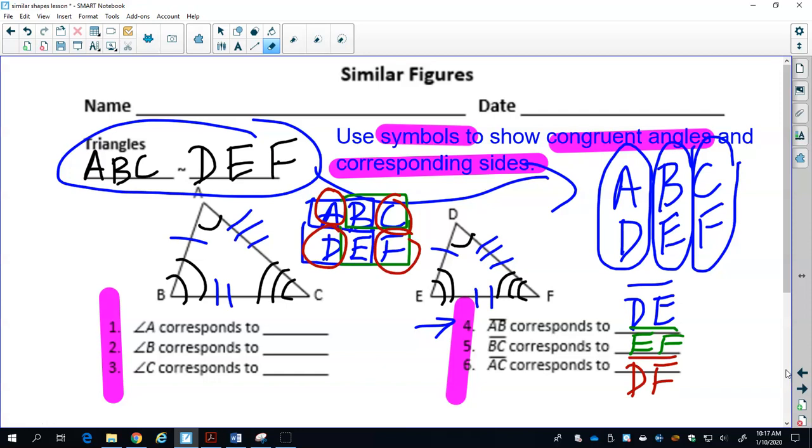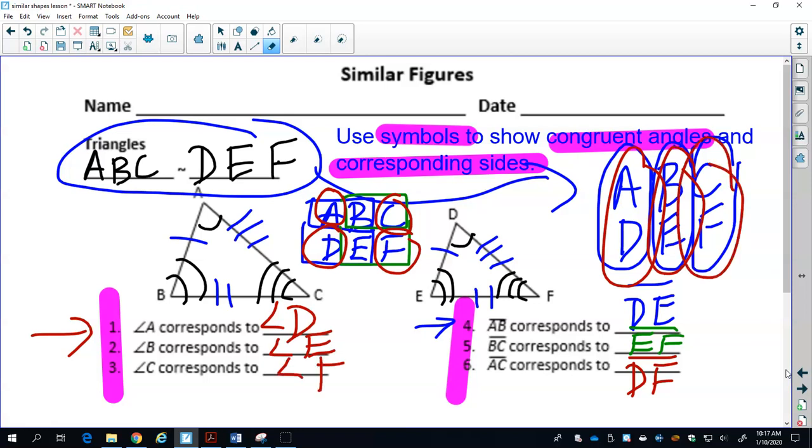Does that make sense? You just look at the order of the letters for the angles as well as the sides. So back to the angles, A corresponds to D, B corresponds to E. We can look at the shape or look at the letters. And then C corresponds to F. Questions on that? Make sense?